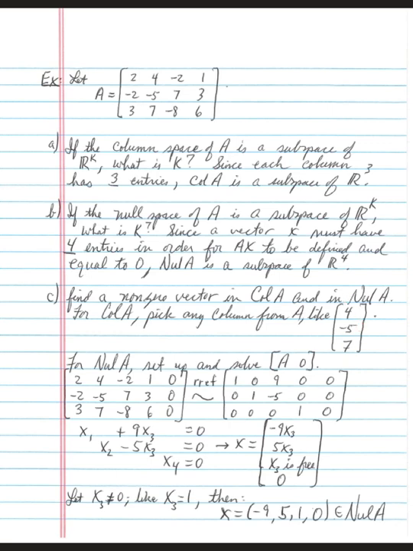For null space, then you actually have to set up and solve matrix A with a last column of zeros. Row reduced echelon form is what I used on the graphing calculator. So I took matrix A with the last column of zeros to make it homogeneous. Row reduced, I have a pivot in column 1, 2, and 4. So that means 3 is free. Third column doesn't have a pivot, so x3 is free.